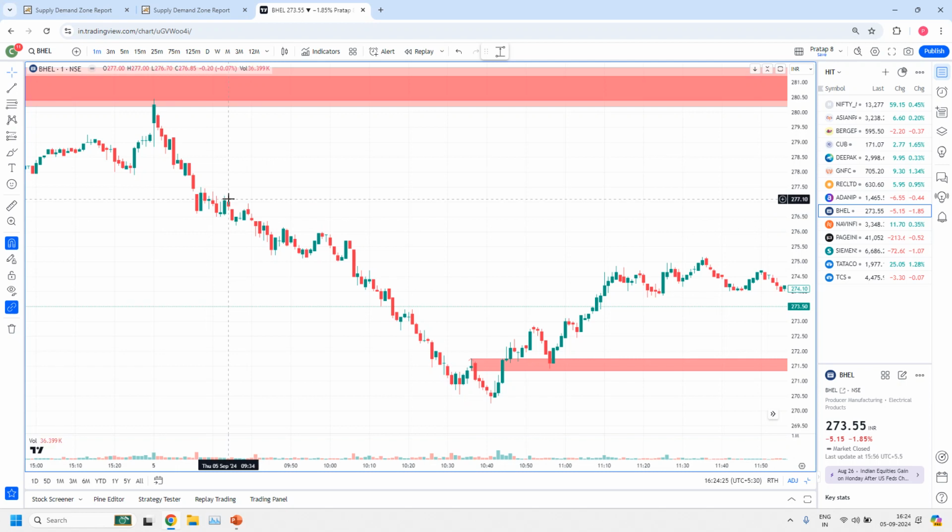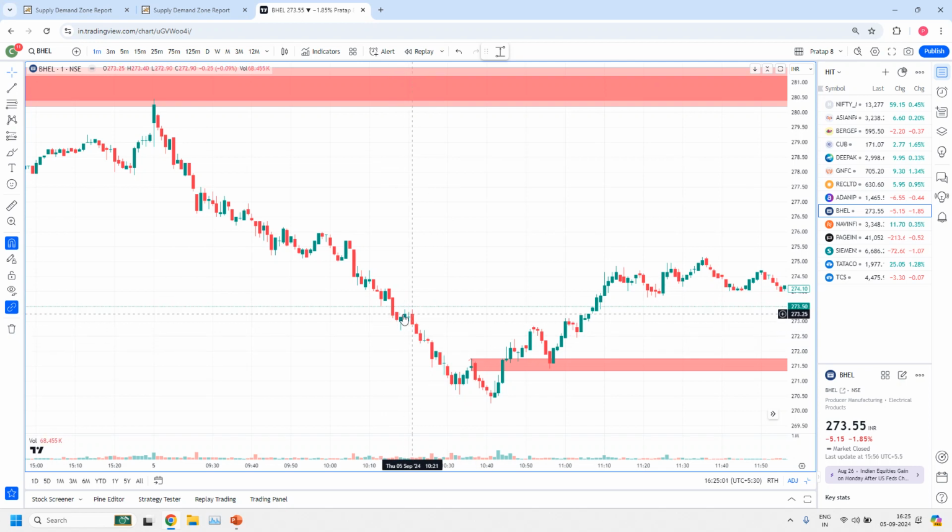And next one, rally, base, drop. This zone picked up the orders, but it is not violated, and came down. Again, drop, base, drop. And this area is tested multiple times, a couple of times. It picked up the orders, again picked up the orders from this drop, base, drop, came down. And again it was trying to pick up the orders from this zone just before, again it came down. We have a rally, base, drop. We have a rally, but this is not a base candle.